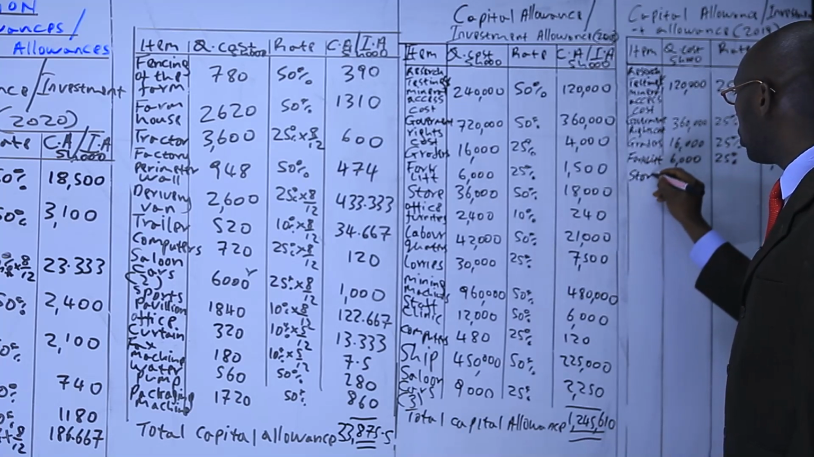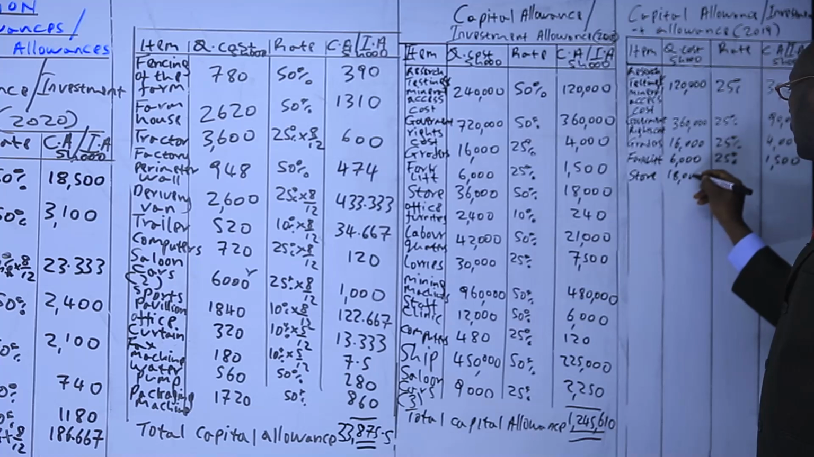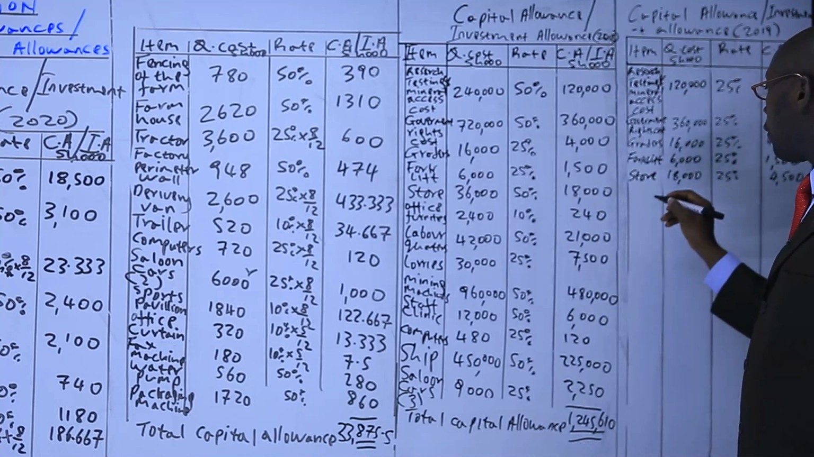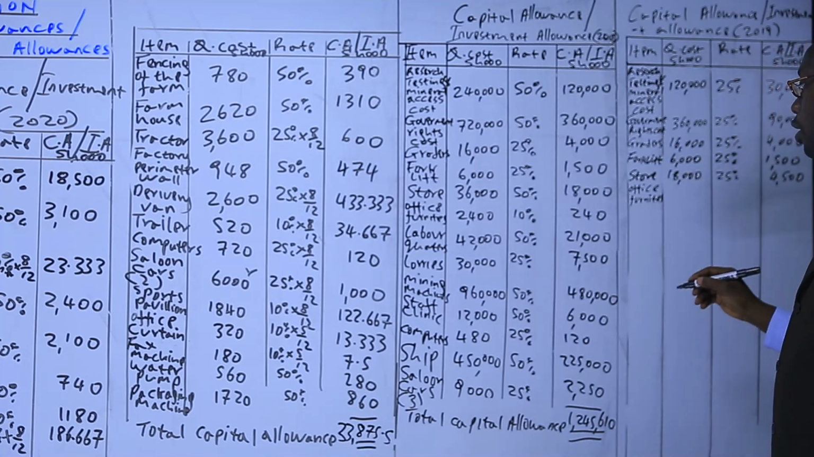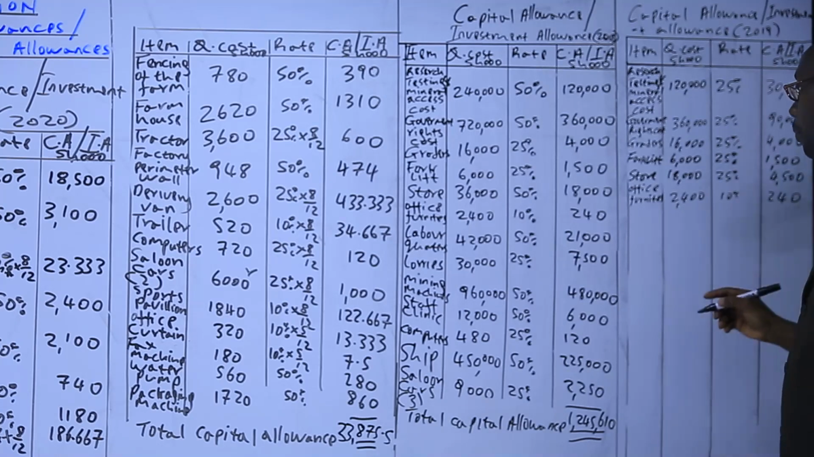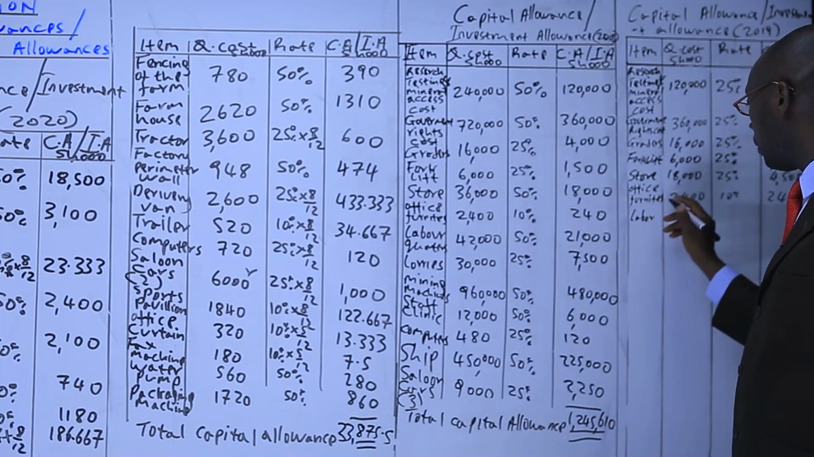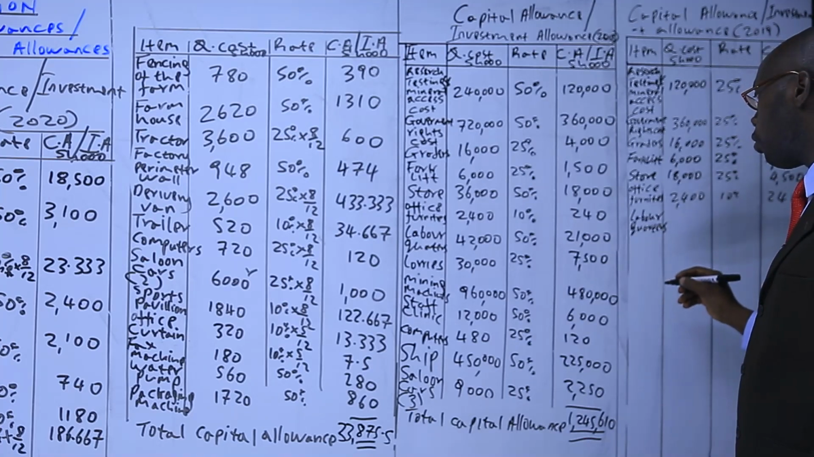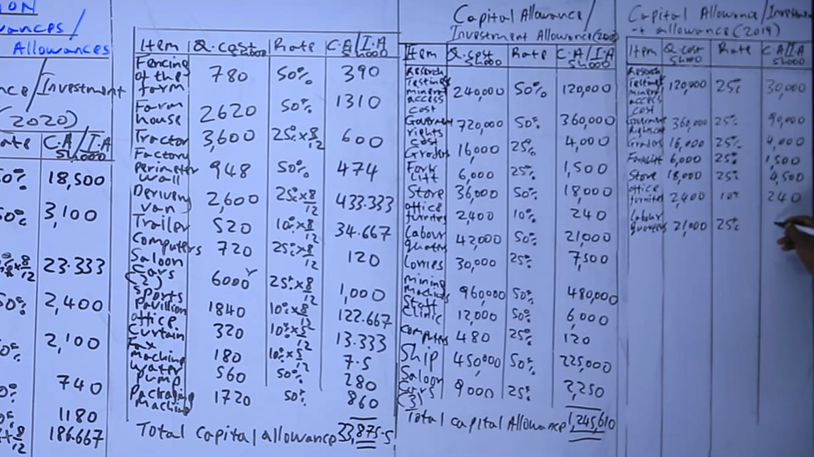Then store. For the store is supposed to be the remaining balance. 36 minus 18 gives you 18. The rate is 25, so that will be 4,500. Then office furniture. For the office furniture, we'll have the same. This one does not have an issue. 10%, 240. For the labor quarters, now the balance 42,000 minus 21, which is supposed to be 21,000, then 25%, that will be 5,250.